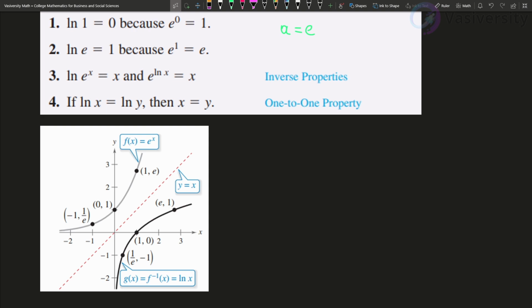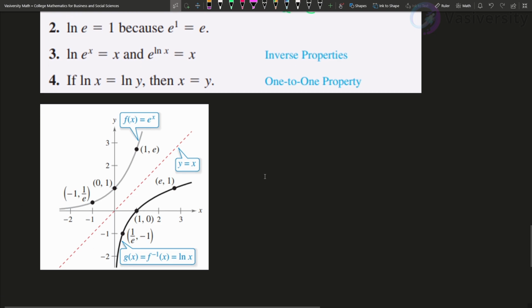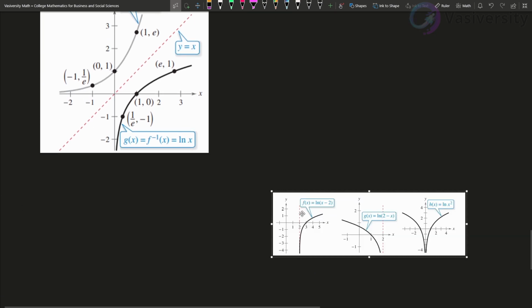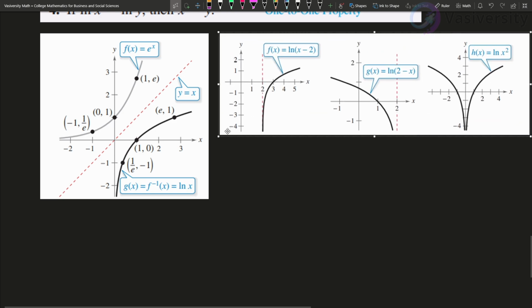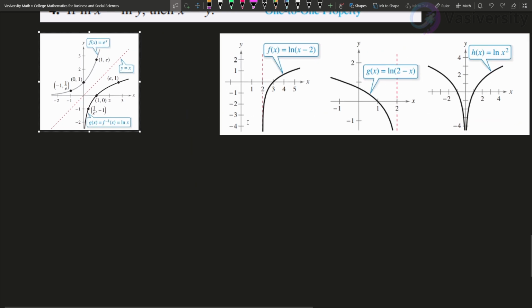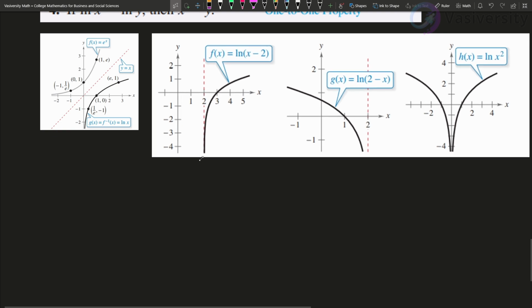And now let's take a look at the shifted graph of ln of x. Similarly, as we had in the regular logarithm, we're going to have these kinds of drawings. Essentially ln of x shifted by 2 units to the right becomes f of x, and then g of x is going to be ln of 2 minus x. So now it's flipped the direction, and here's an example of h of x equal to ln of x to the power of 2.